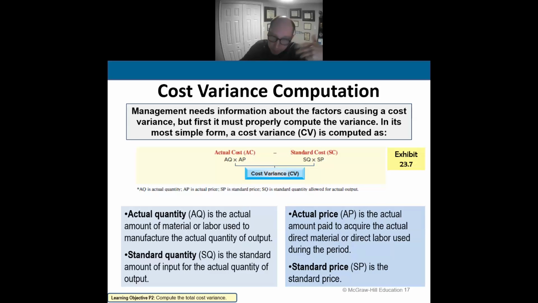So actual quantity, that's what we actually purchased. The actual amount of materials we purchased, that's the actual quantity. The standard quantity is what we normally purchase. The actual price, that's how much I actually paid. And the standard price is what it normally is.